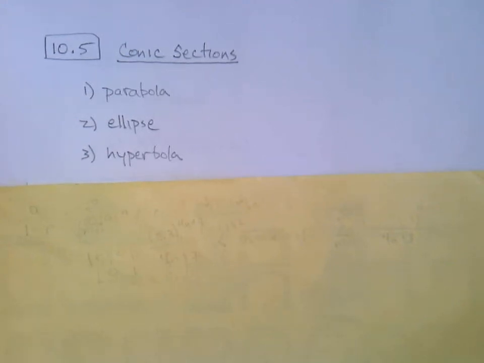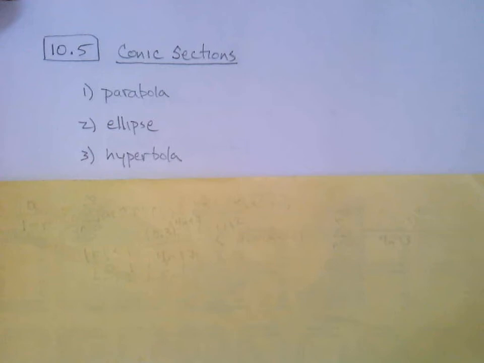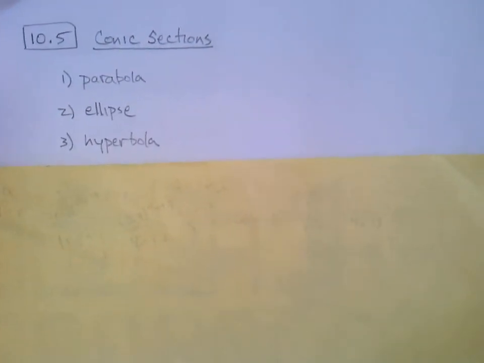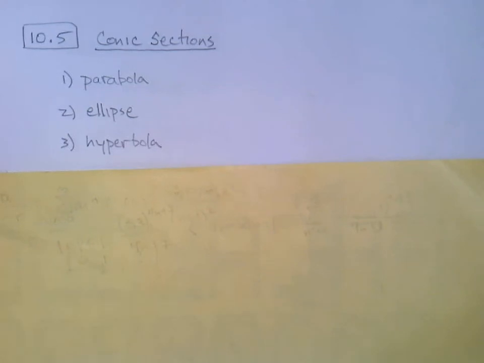In 10.5, we look at conic sections. A lot of this will probably be a repeat from what you saw in pre-calc, but that's all right. This is going to set us up for 10.6. In 10.6, we do conic sections in polar, which is a lot more interesting. Turns out it's a lot. Well, anyway, we'll save that for 10.6.